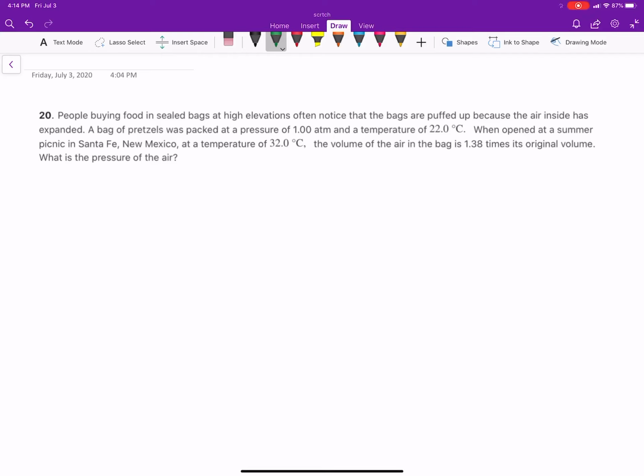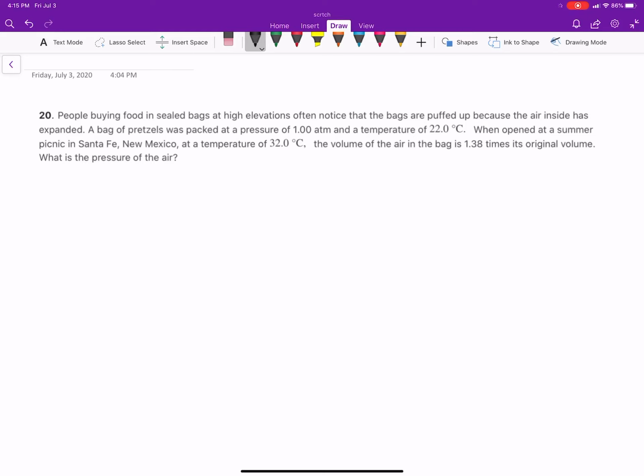Okay, so we have another problem here. And it says people buying food in sealed bags at higher elevations often notice that the bags are puffed up because the air inside has expanded. A bag of pretzels was packed at a pressure of 1 atmosphere at a temperature of 22 degrees Celsius.